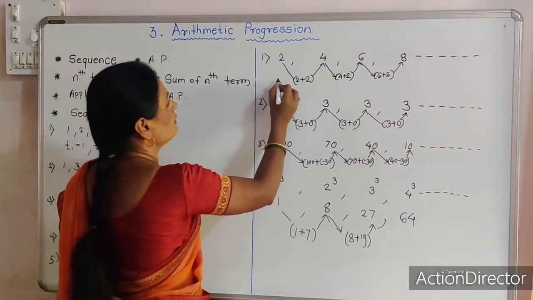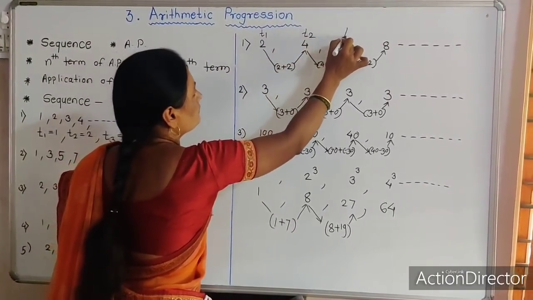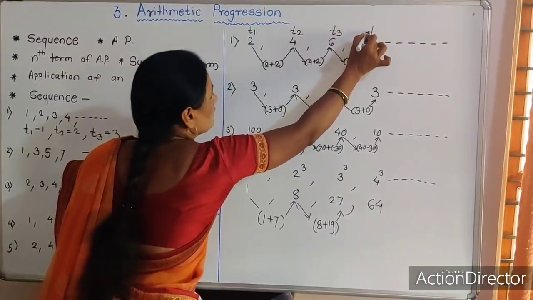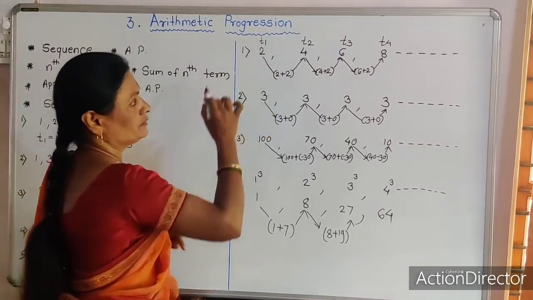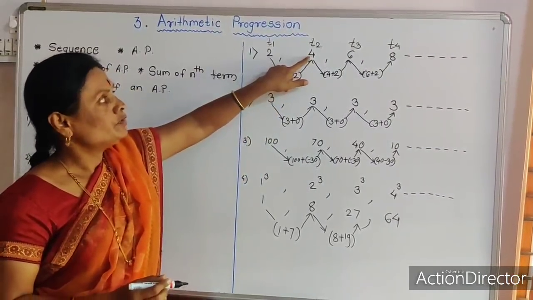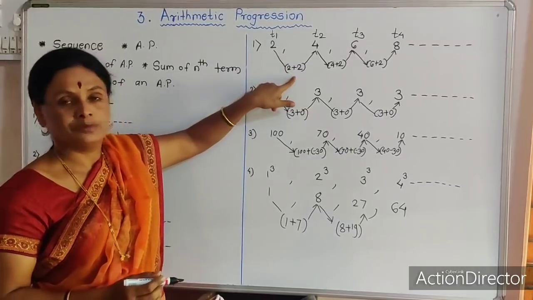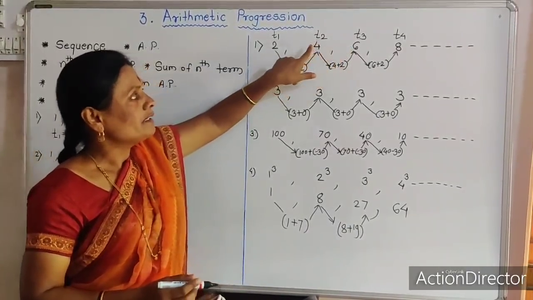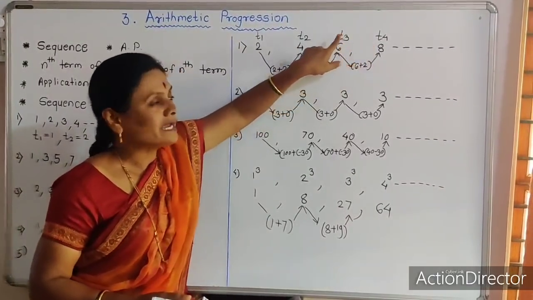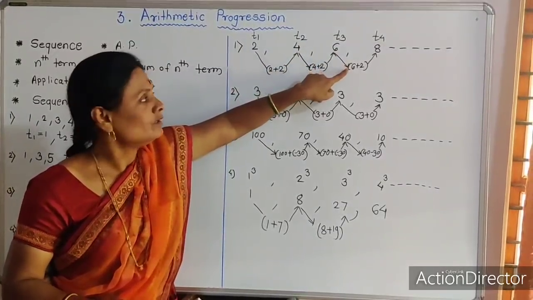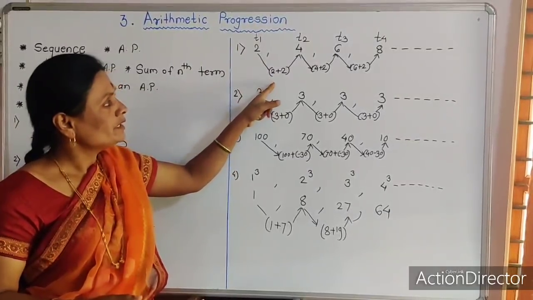Look here, this is T1, T2, T3, T4. Now T2 minus T1, that is 4 minus 2, we get 2. T3 minus T2, we get also 2. T4 minus T3, we get also 2. And that is the difference. That difference is the same in all.